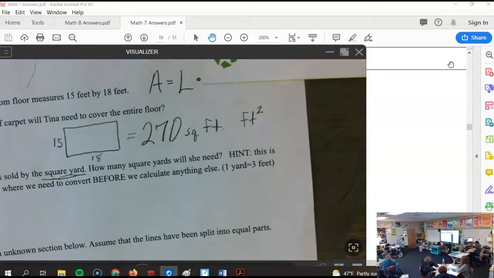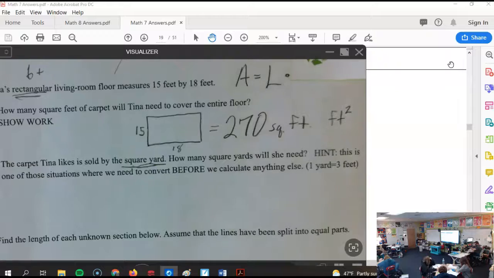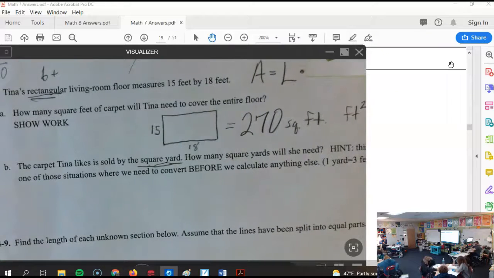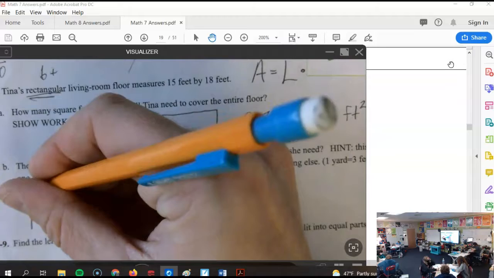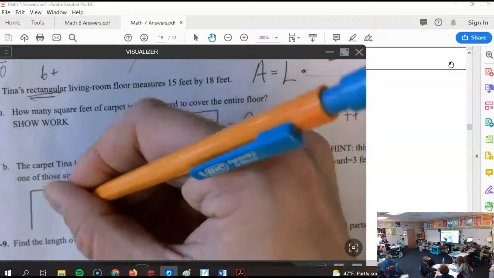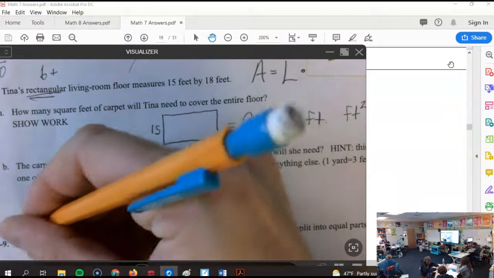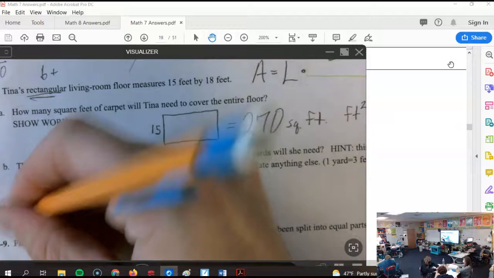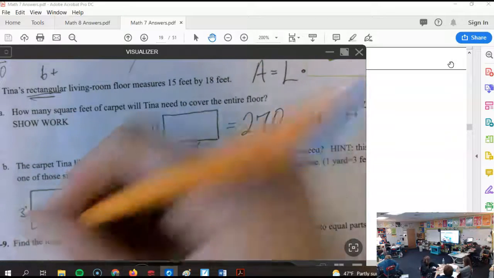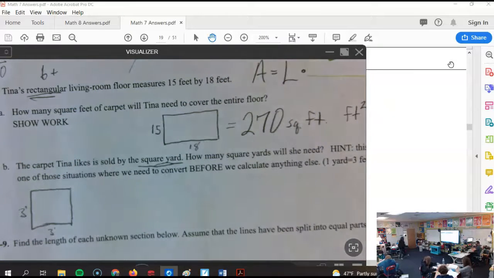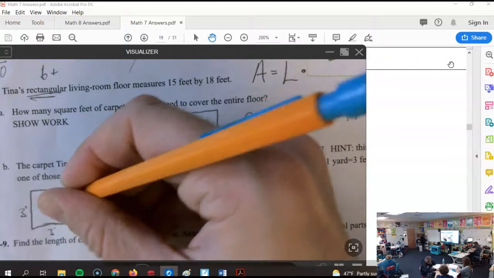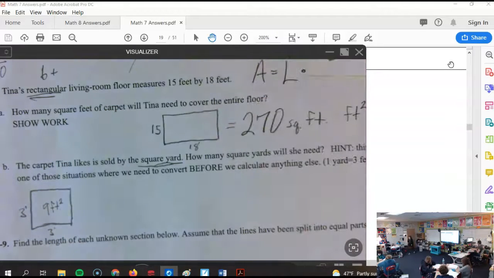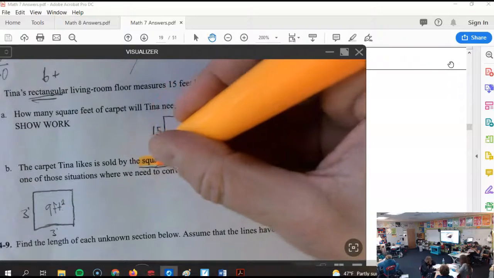Carpet's sold by a square yard, though. Guys, do this on your homework paper if you have space. So I should see pencils moving. A yard by a yard. Like, draw a square here. How long is a yard? 3 feet. What is 3 times 3? 9. 9 feet squared is what's in every square yard.